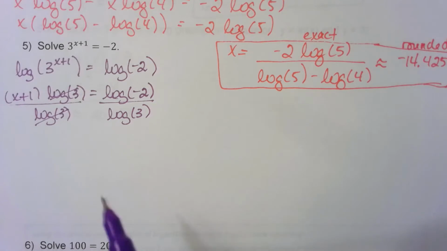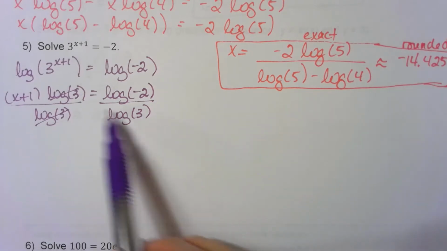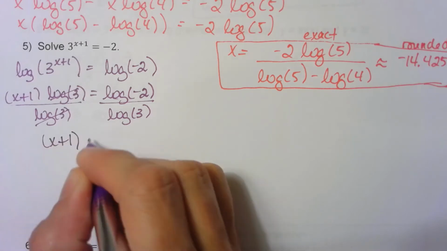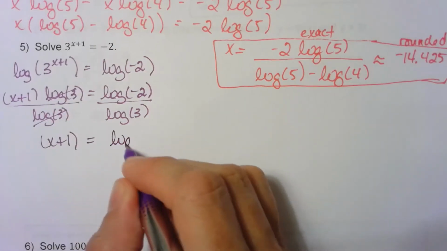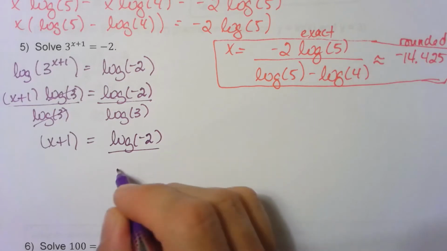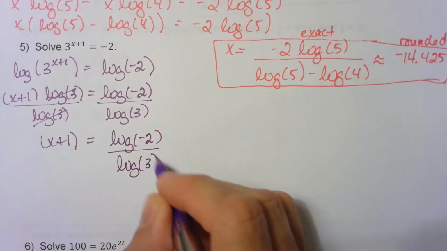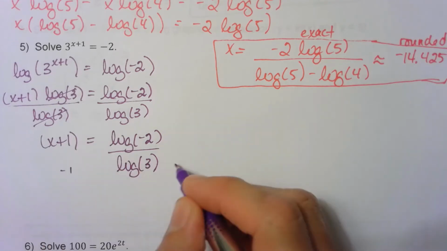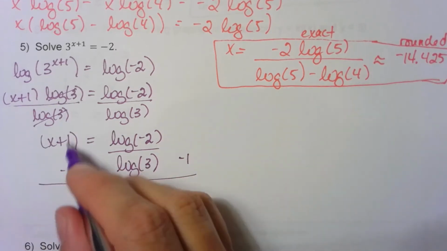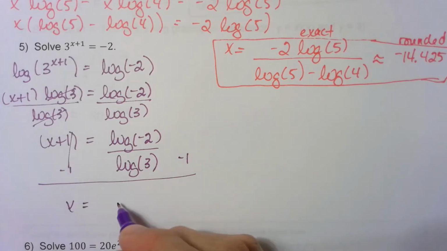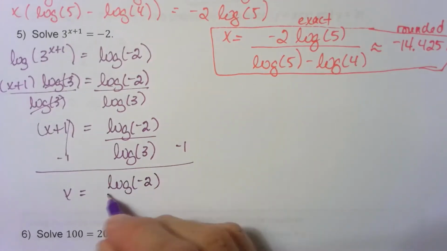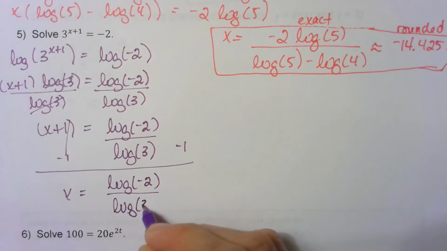In the last video we were dividing both sides by the log of 3. That makes these reduce to 1. We have x plus 1 is equal to log of negative 2 over log of 3. Now we don't really need these parentheses at this point, so what we could do is subtract 1 from both sides. So we end up with x is equal to log of negative 2 over log of 3 plus 1.